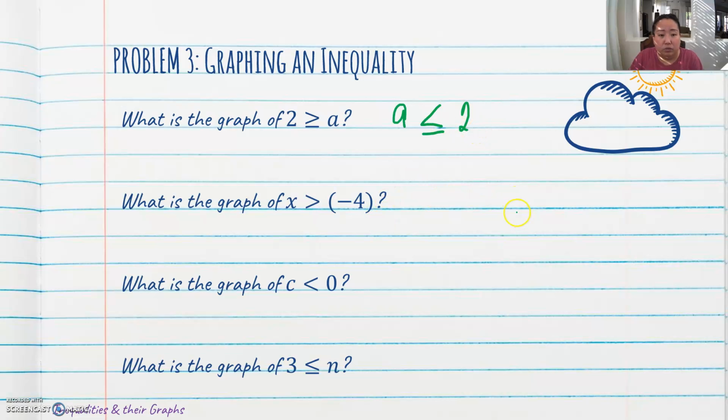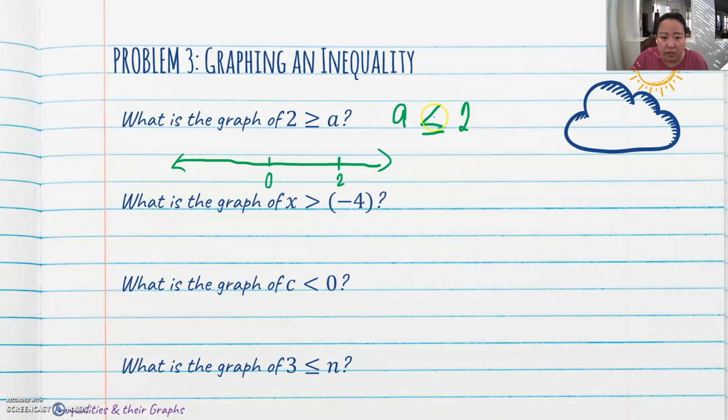So how are you going to graph this? If you have your number line, okay, this is our number line. We are looking at the number 2. Your point of reference will always be 0. 2 is on the right side of 0, so we can have it over here. Now what kind of dot are we going to use with 2?